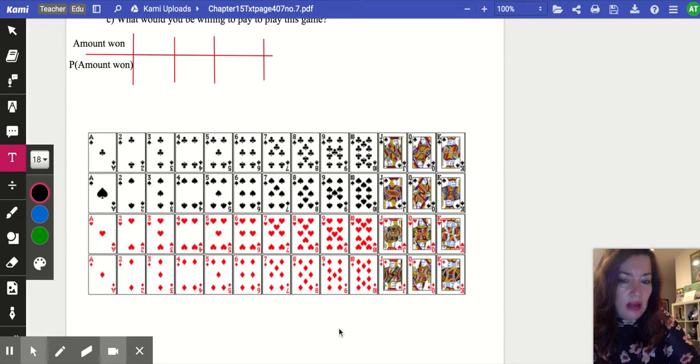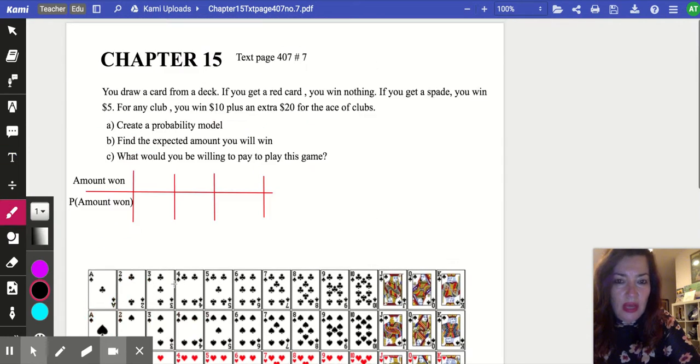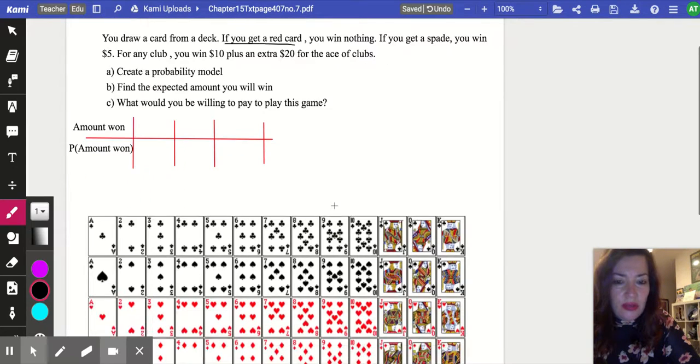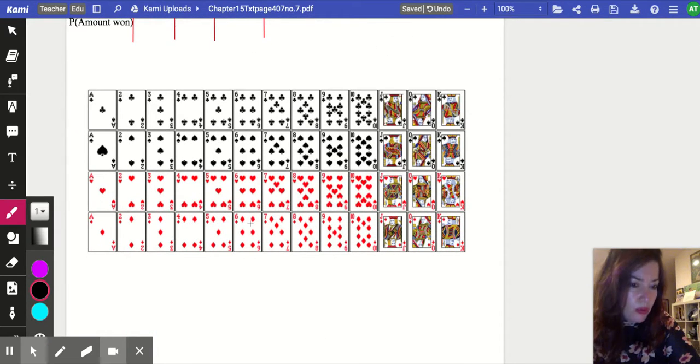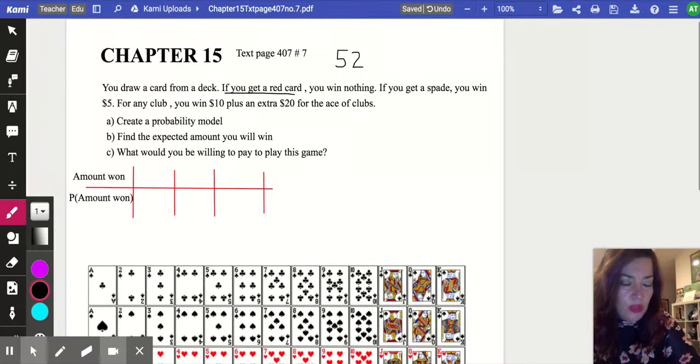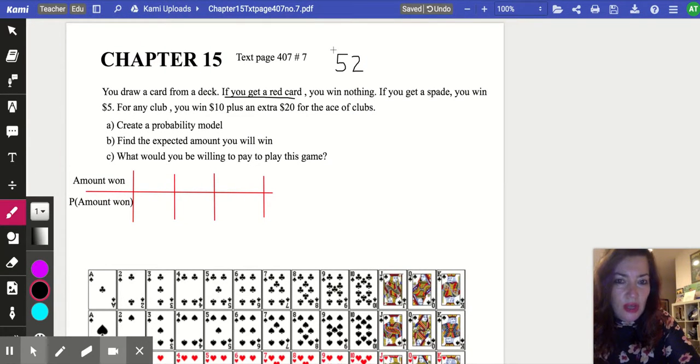So this is a deck of cards. There are 52 cards in total. So we know our sample size is 52. So I'm going to go ahead and write 52 cards is our sample size. Now for the first situation, it says if you get a red card, you're going to win nothing. Well, let's look at our deck of cards. Out of the 52 cards, you can see that half of them are red. So the probability of picking a red card would be 26 out of 52. So I'm going to go ahead and write 26 out of 52.